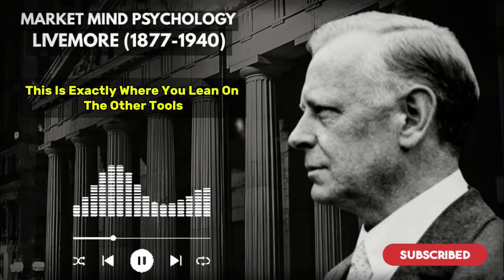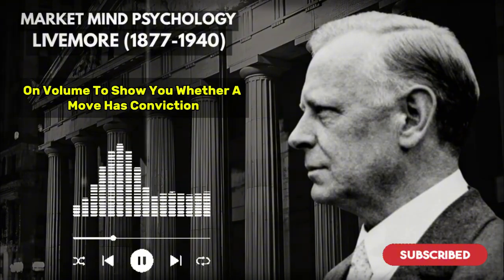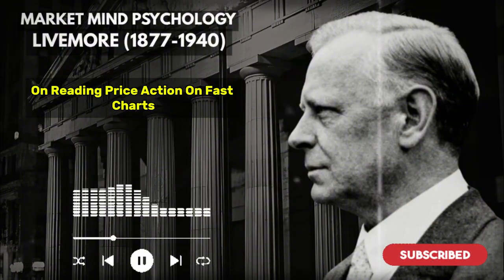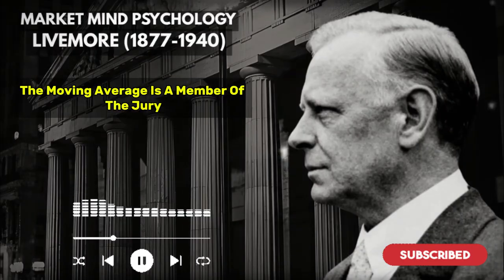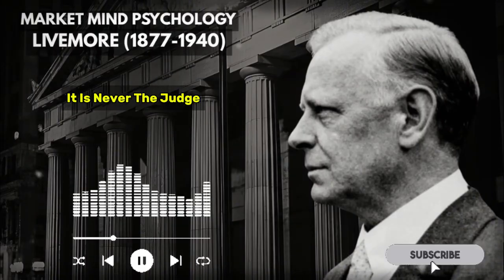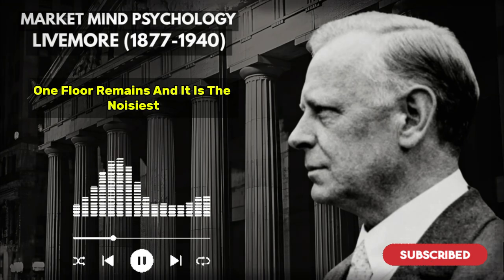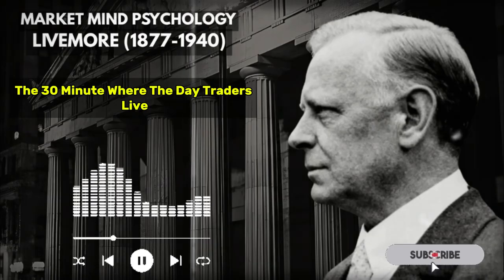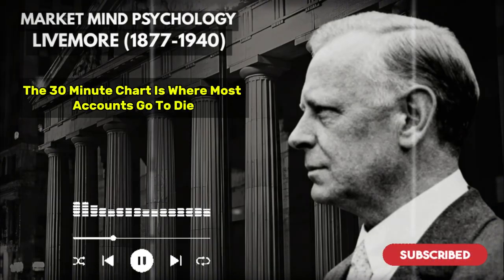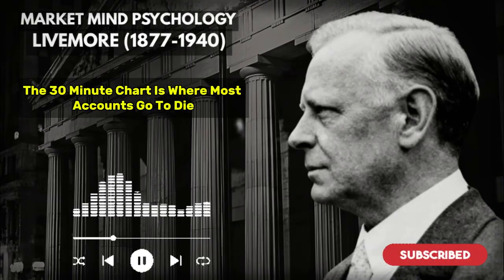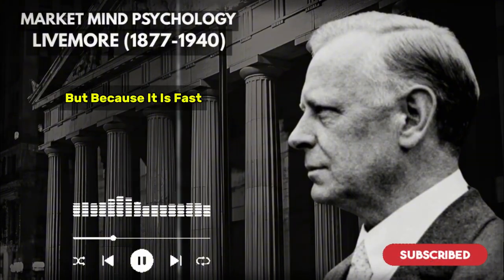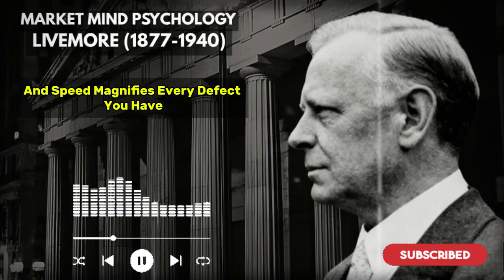This is exactly where you lean on the other tools, on volume to show you whether a move has conviction, on reading price action. On fast charts, the moving average is a member of the jury. It is never the judge. One floor remains, and it is the noisiest, fastest, and most dangerous in the building, the 30-minute, where the day traders live. The 30-minute chart is where most accounts go to die. Not because the time frame is evil, but because it is fast, and speed magnifies every defect you have.